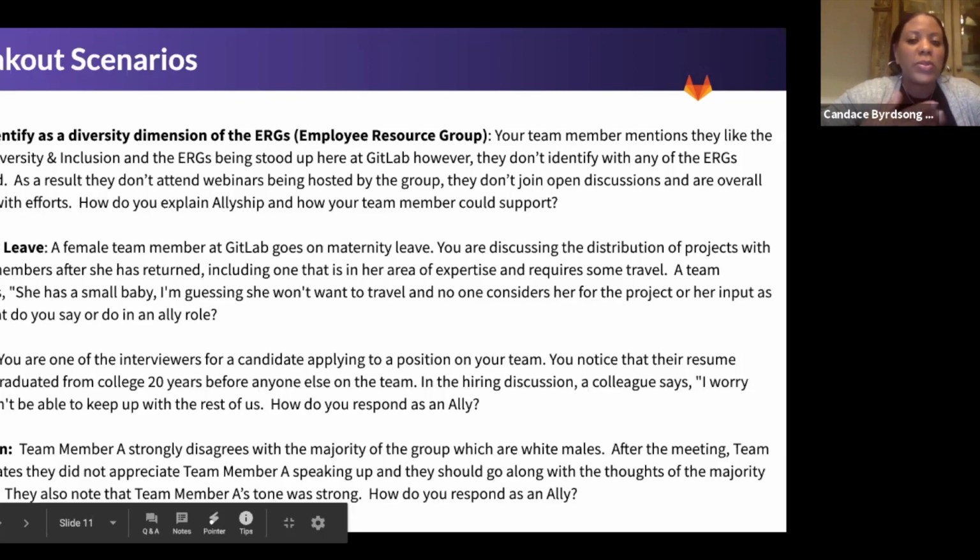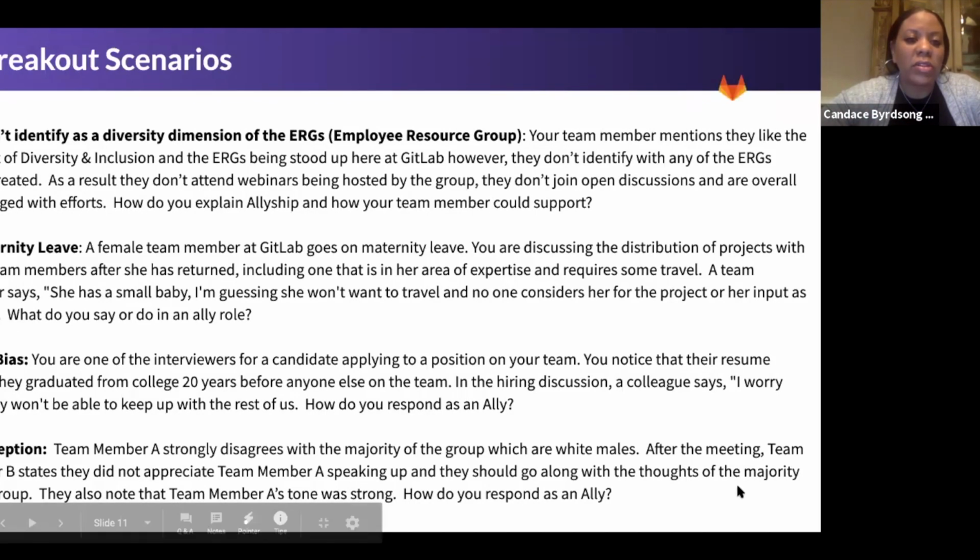So we'll move on to our last scenario. Being mindful of time, we're at 5:37, and that's perception. So team member A strongly disagrees, and everyone has read it, but I wanted to know, let's see what thoughts Breakout Group One may have for their summary on perception.